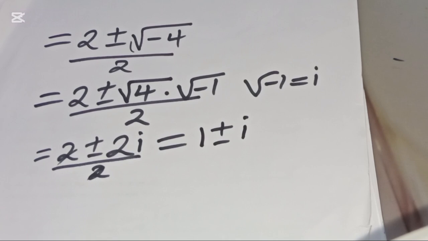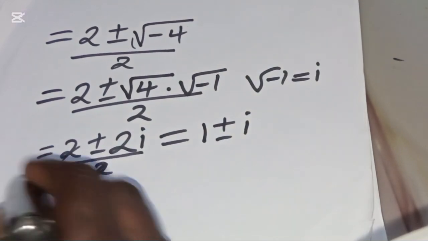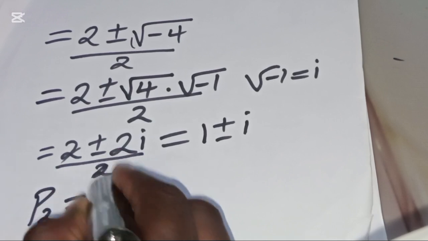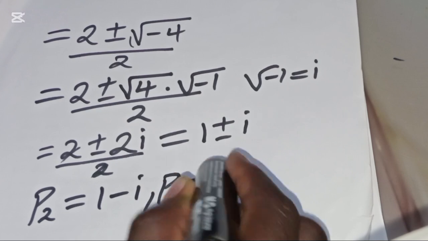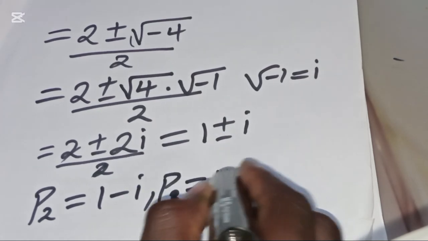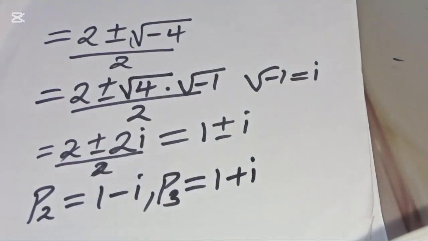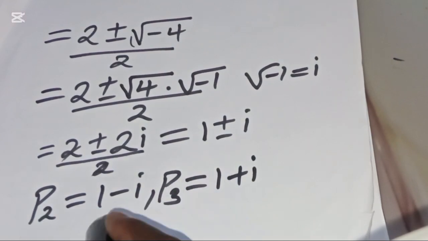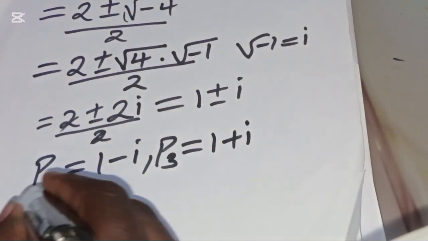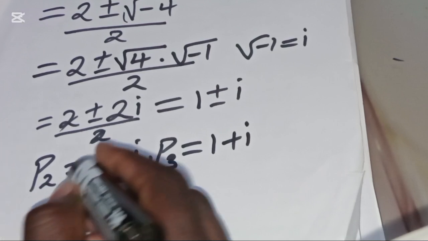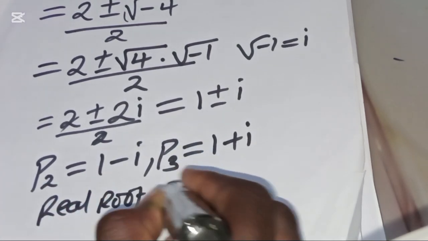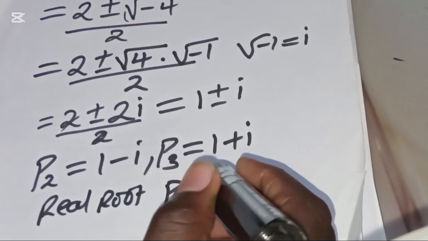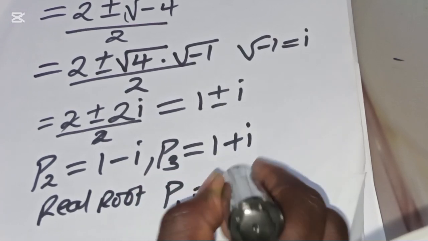Okay, so that means we have two complex roots, that is p2, which is 1 subtract i, and p3, which is equal to 1 plus i. These are two complex roots. But now we have only one real root, which is actually p1, which we calculated as -1.